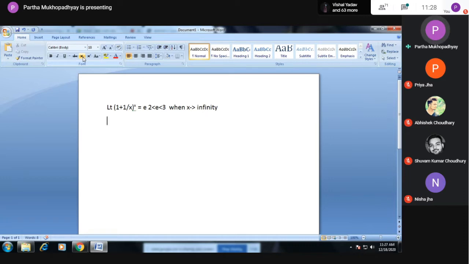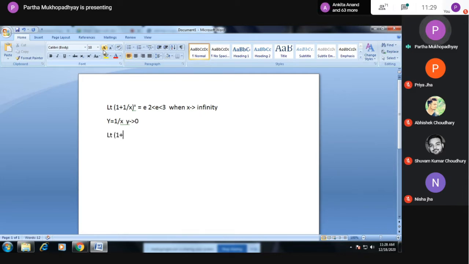Okay? Now, if you put y is equal to 1 by x, then y will tend to which? Tell me, y will tend to? X tends to infinity. So y is equal to 1 by x. So x will be tending to? Y will tend to which? Nisha? Zero. Y will be tending to zero. So our limit will change in this way.